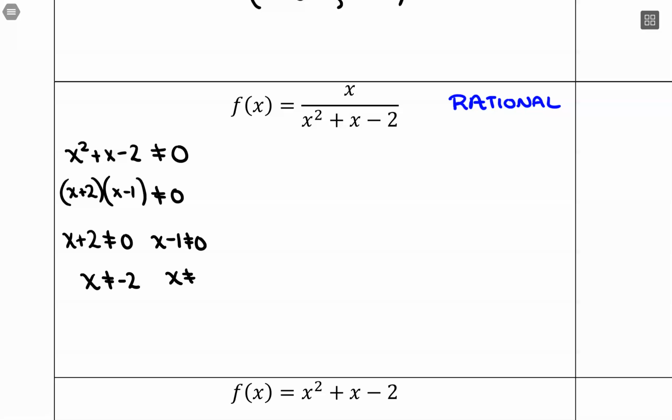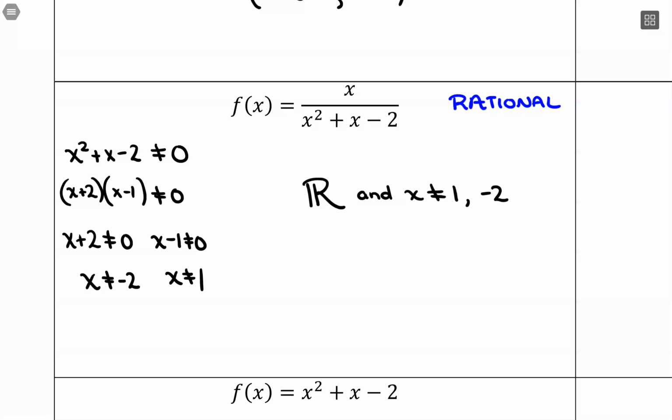X is not allowed to be positive 1. So with this, we can have all real numbers, we can plug in absolutely anything, and x cannot equal 1 or -2.